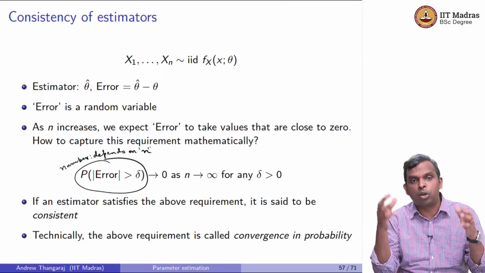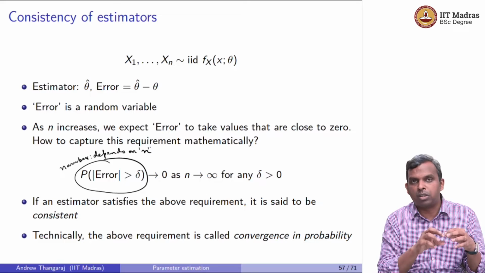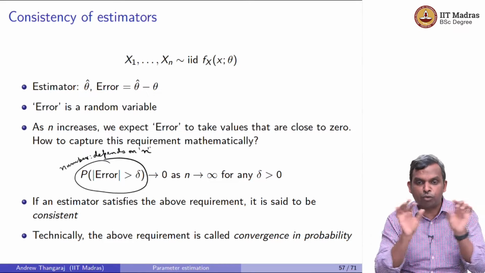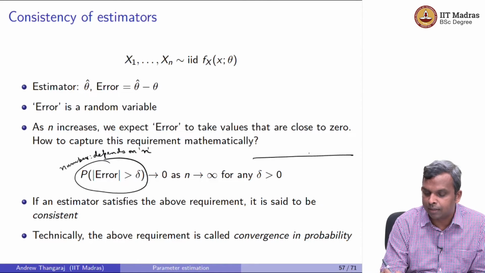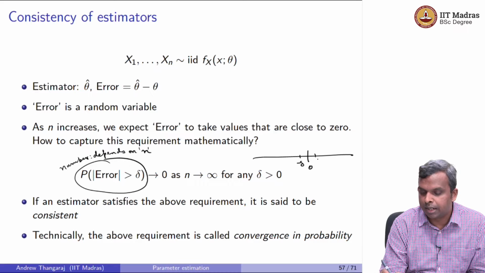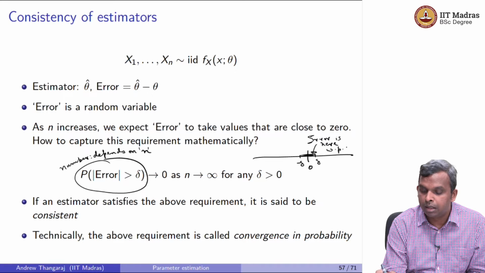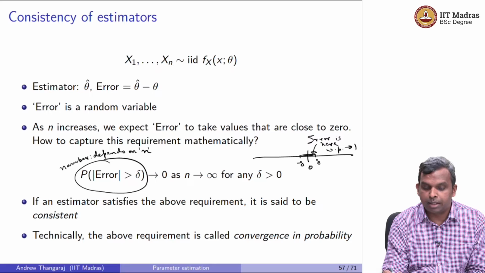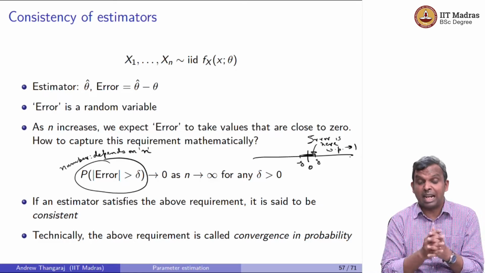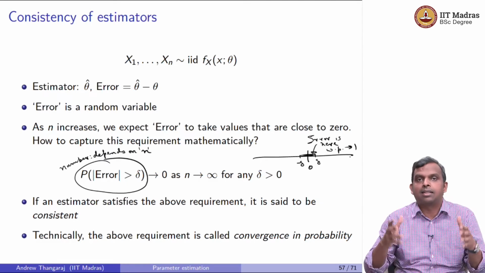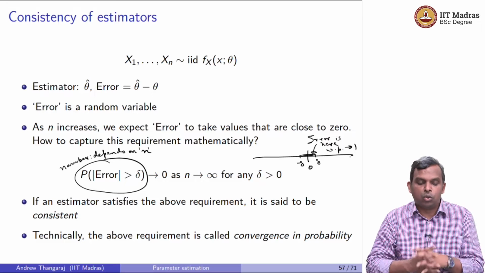So what does that mean? As you keep observing more and more samples, the probability that your error goes outside of minus delta to delta, for any delta, however small, should go to zero. You can visualize it on the axis: there is 0 and then there is minus delta, delta, and I want the error to be only here, with probability approaching 1. The probability that it's outside of this should approach 0. So that's the condition. If an estimator satisfies that condition, it is said to be a consistent estimator.